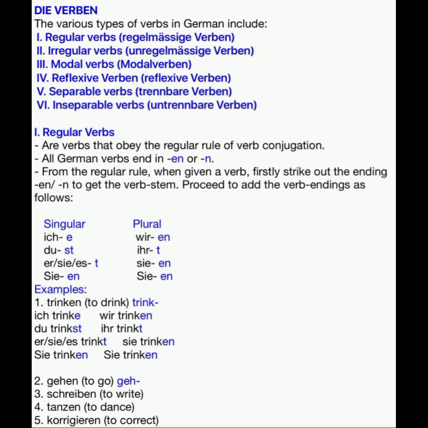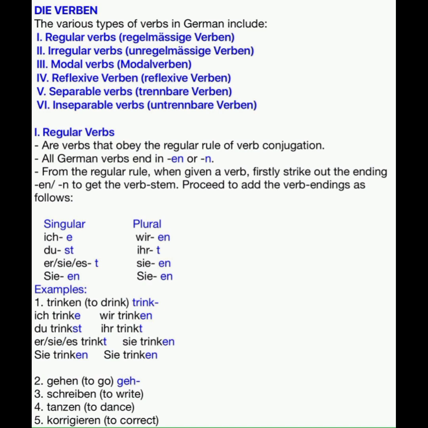So I've given an example right there. The example is to drink, that is trinken. Trinken, which means to drink. The first thing I do is I remove the en, I remain with trink. After remaining with trink, I proceed to add the endings from the table. So ich becomes ich trinke. Ich trinke, which means I drink or I am drinking.